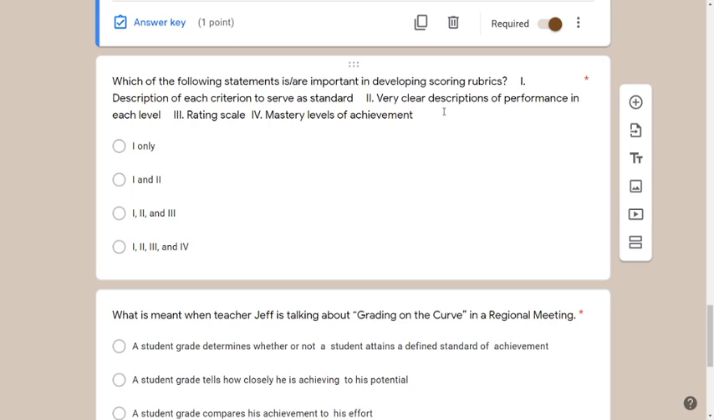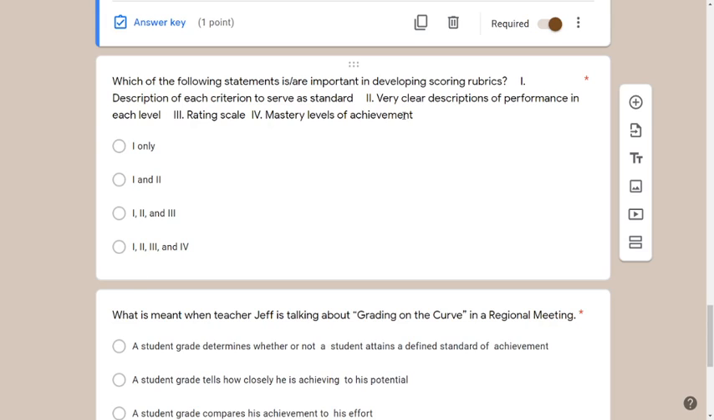Okay? So 1, description of each criterion to serve a standard. Okay, let's see. Well, descriptions, if you still remember, we usually use 5 levels or descriptions. We usually use below average, average, above average, and then excellent, right? So usually that's what we do. So it depends. You can have 1, 2, 3, 4, 5, if you really need to have a standard for your rubric. So 1 is already a check, and again on the options it shows 1 is correct.